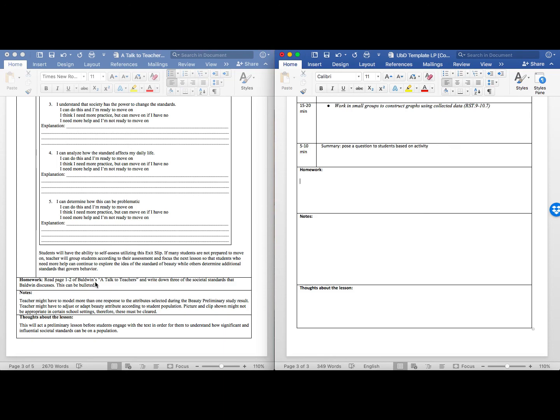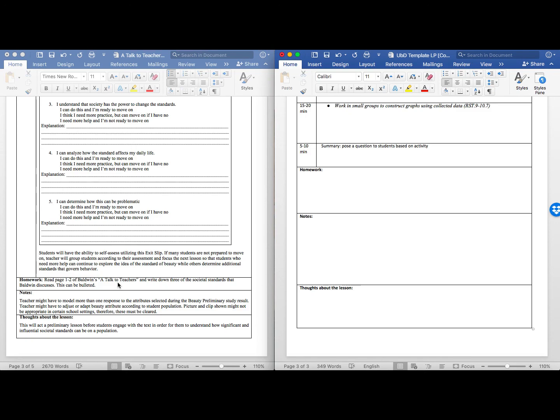Here, they're going to be reading, as we said and anticipated from the beginning, that this was clearly a setup lesson because it did not address the specific nuances of the text. They're reading the text and they're writing down 3 of the societal standards. So this is a great example of a homework that reinforces the ideas that were provided earlier in the lesson, which were clearly deep and about standards of beauty that are going to be addressed, it seems, in Baldwin's A Talk to Teachers.